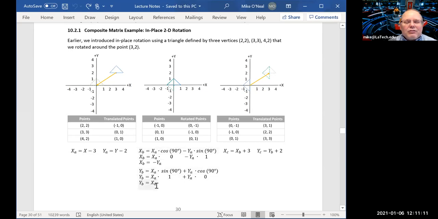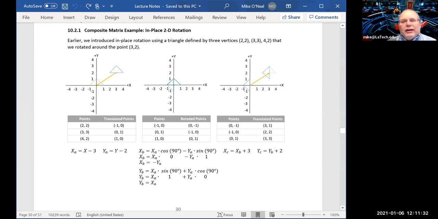I did a 90 degrees counterclockwise rotation, so here are the formulas for that. So these translated points become these now translated and rotated points. And then they go into this third equation, and out comes your final points.